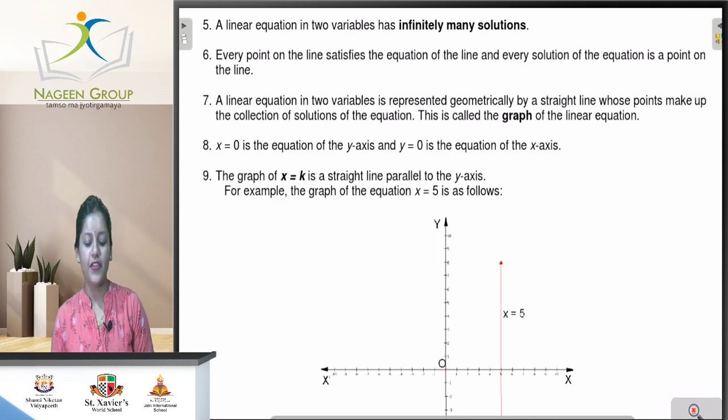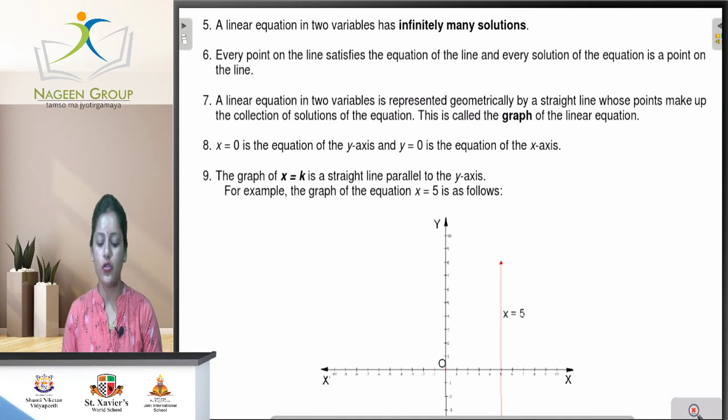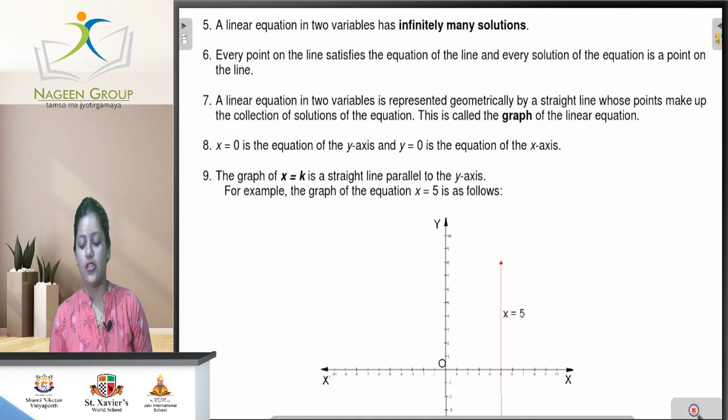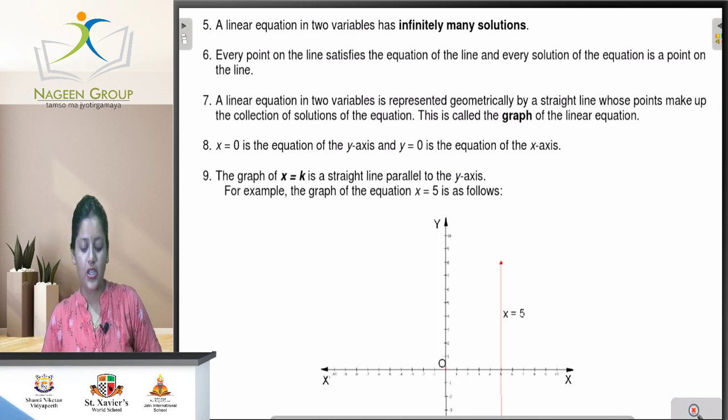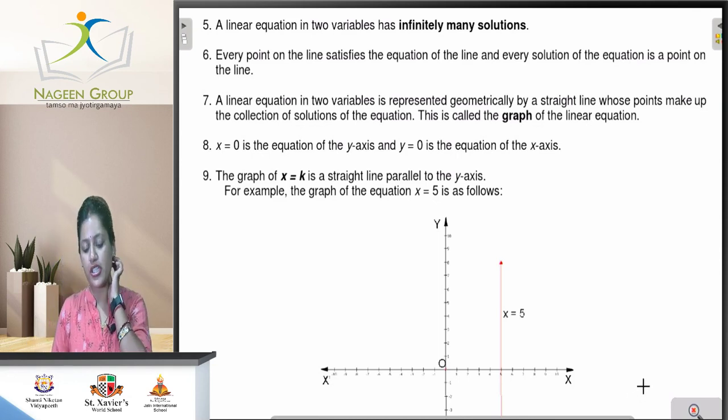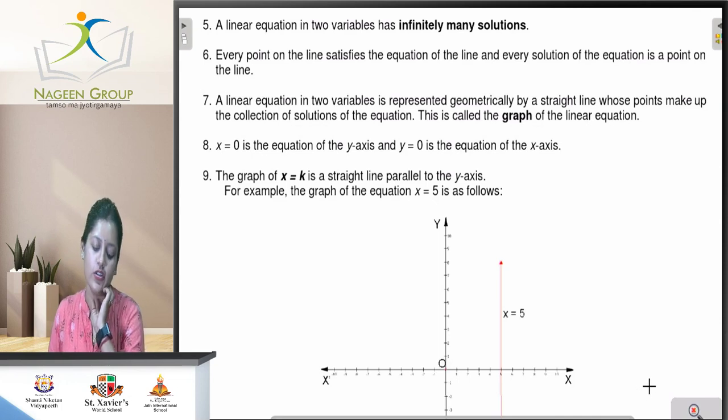Point 6. Every point on the line satisfies the equation of the line and every solution of the equation is a point on the line. 7th point, a linear equation in two variables is represented geometrically by a straight line whose points make up the collection of solutions of the equation. This is called the graph of the linear equation.